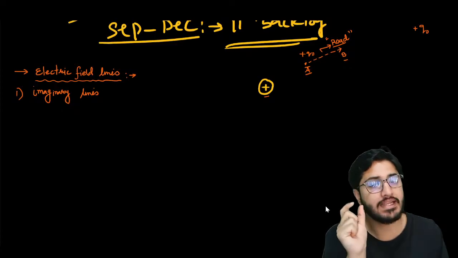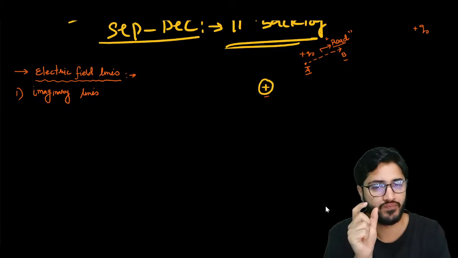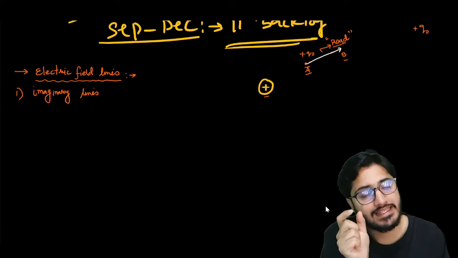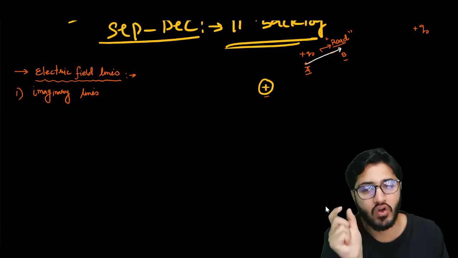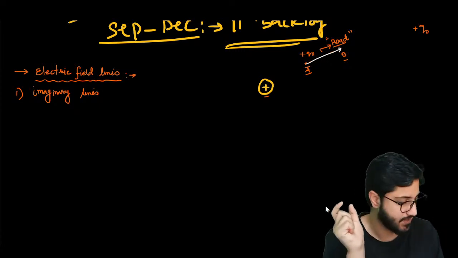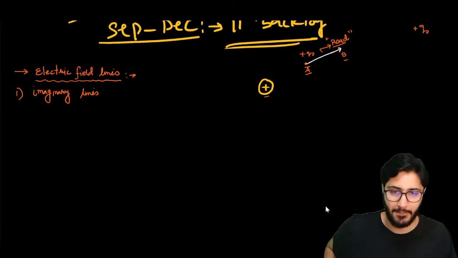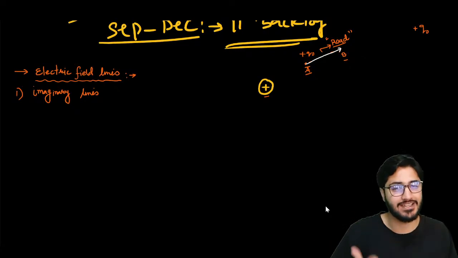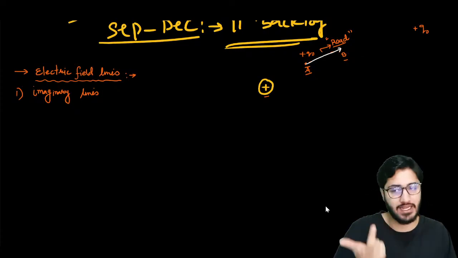If a charged particle is free to move, it will move along this line only. These lines are basically imaginary lines. So these lines are called electric field lines. Okay. So electric field lines are basically roads for our charged particle to move on. These are basically imaginary lines.